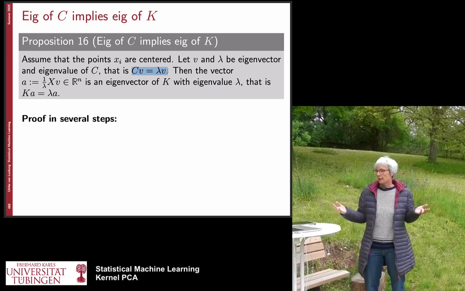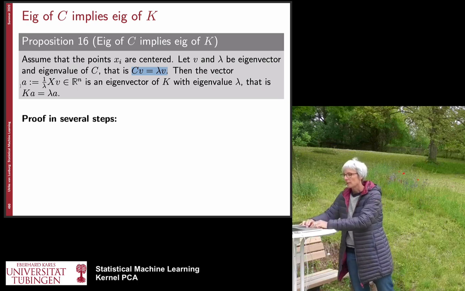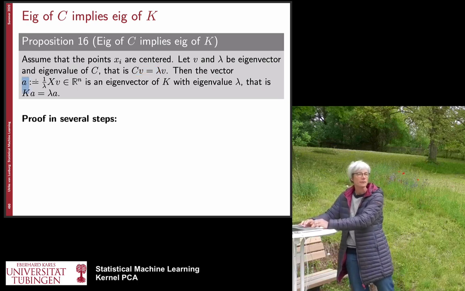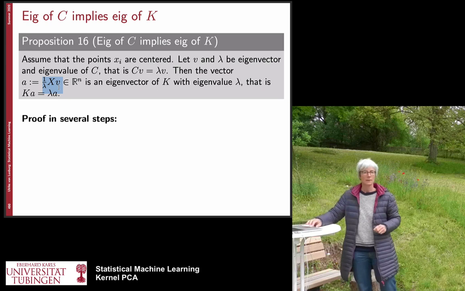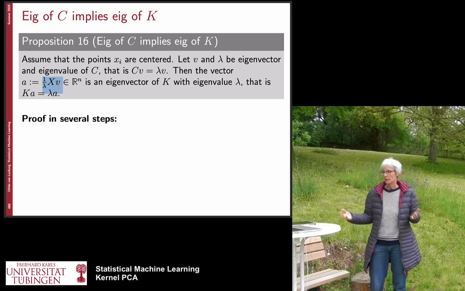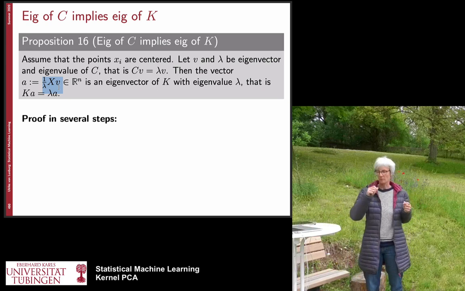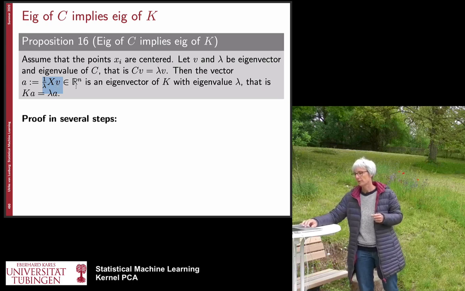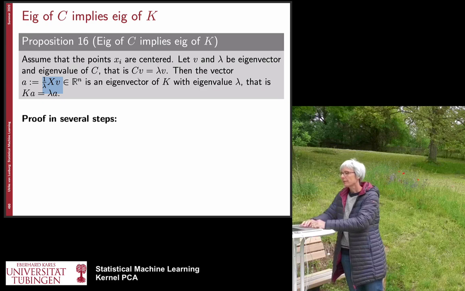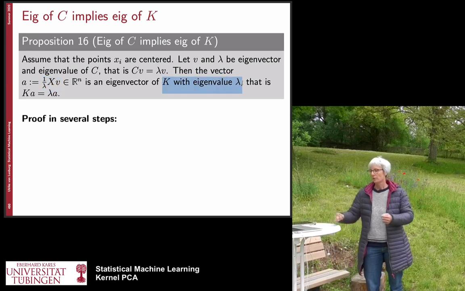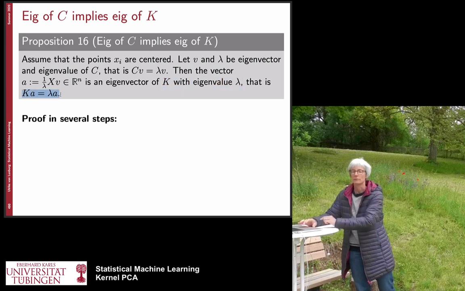And now I again define another vector. I define the vector A. And how do I define it? I simply say you compute x times V and you multiply by 1 over lambda. Then you end up with a vector in R^n. And this is something you might want to check, that this vector really is a vector in R^n. And the proposition now says this is an eigenvector of K with eigenvalue lambda. So what we have is the eigenvalue equation for K.